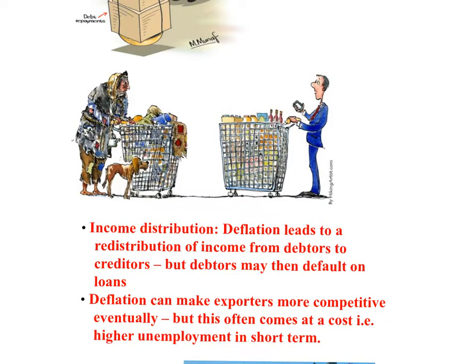So as I've put, income distribution: deflation leads to redistribution of income from debtors to creditors, but debtors may then default on loans. Deflation can make exporters more competitive eventually, but this often comes at a cost, i.e. higher unemployment in the short term. Now remember, this depends on the type of deflation as well. If we're looking at, for example, benign deflation, then some of these negative consequences might not take place. So in terms of higher unemployment in the short term, that might not actually be true, okay?